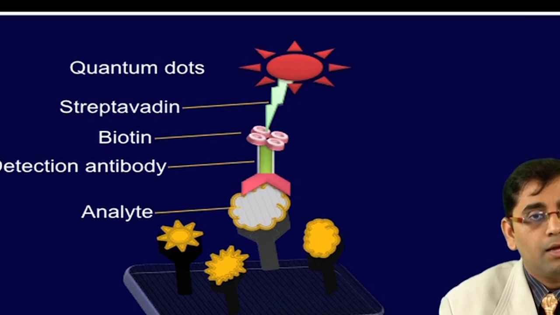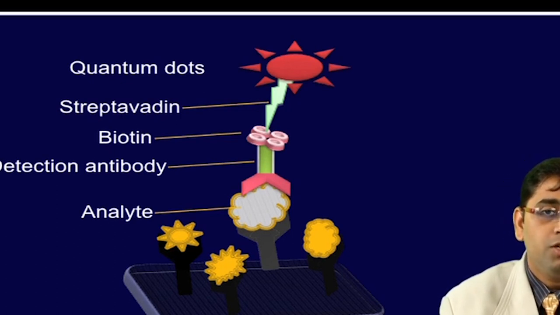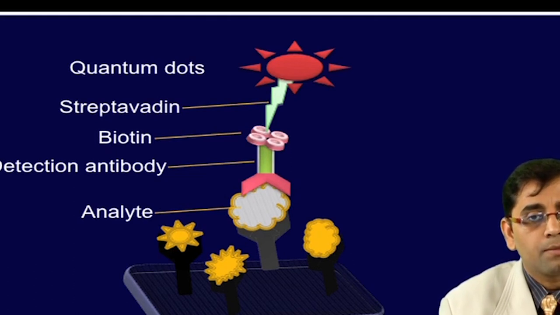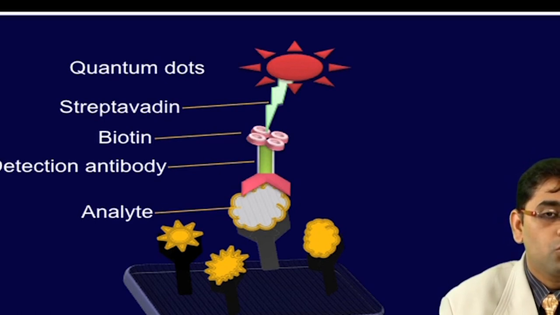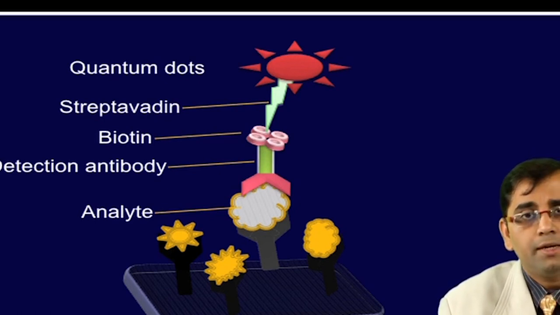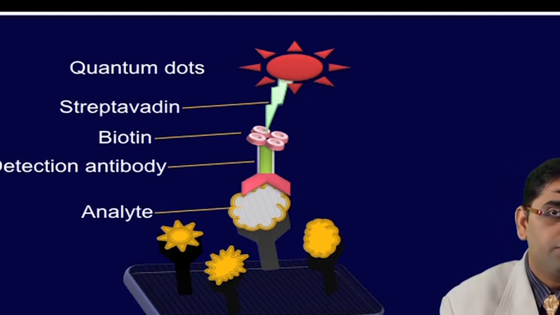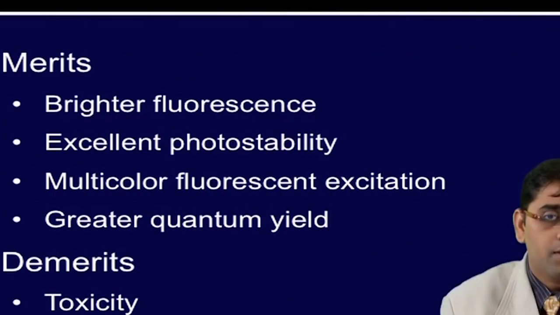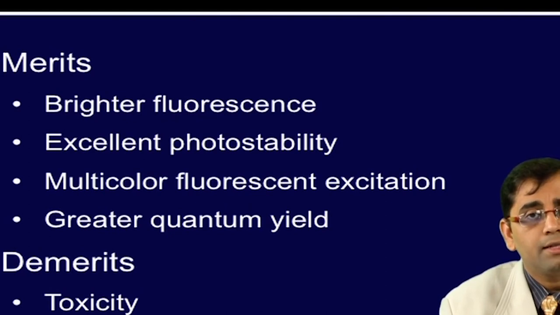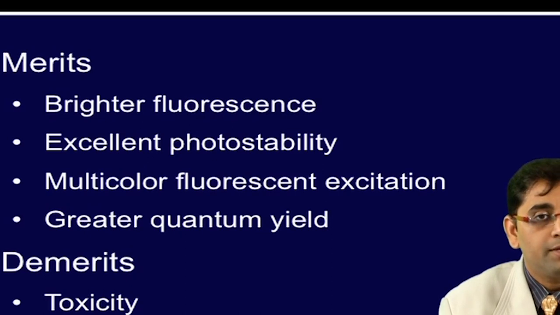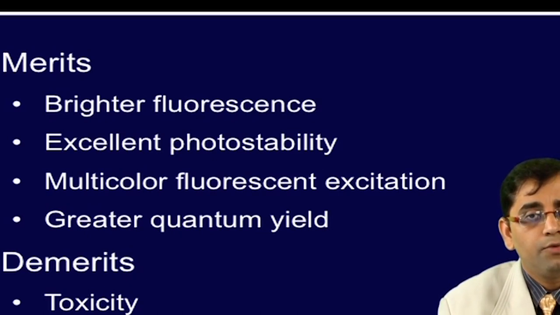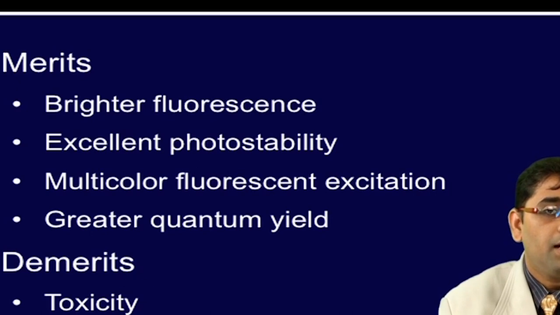As you can see in the slide, the change in optical properties because of the formation of excitons upon binding of the quantum dot conjugated antibody to the target analyte can be used as a method for microarray based detection. Key advantages of quantum dots compared to the organic dyes include brighter fluorescence, excellent photostability, multicolor fluorescent excitation and higher quantum yield.